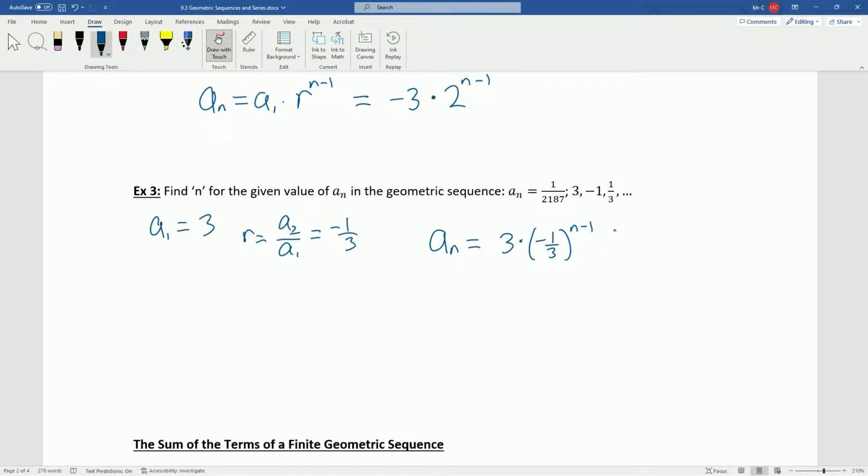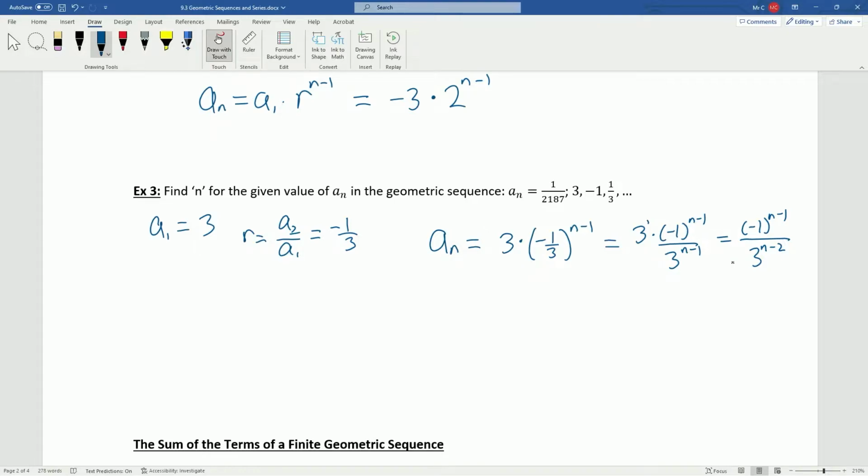Now, this could be a little bit tricky to solve as is. So what I'm going to do is rewrite this expression a bit, because what I need to do is set it equal to 1 over 2187 and solve from there. So the first thing I'm going to do is rewrite this as 3 times -1 to the n minus 1 over 3 to the n minus 1 power. So my exponent laws tell me I can write this as -1 to the n minus 1 over 3 to the n minus 2 power, right? I take this n minus 1, subtract 1, combine it all like that.